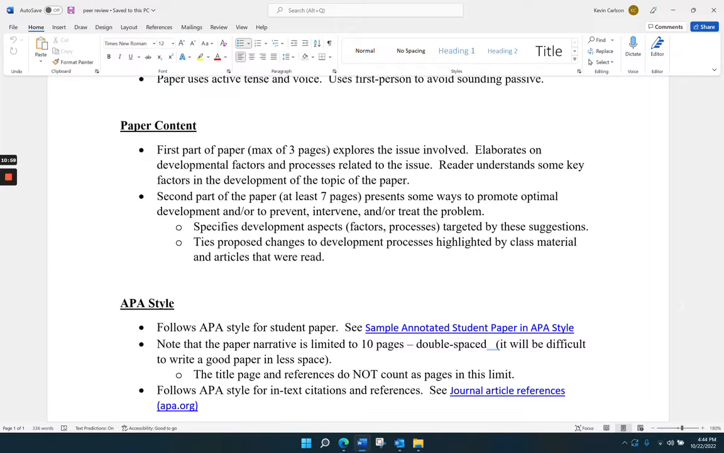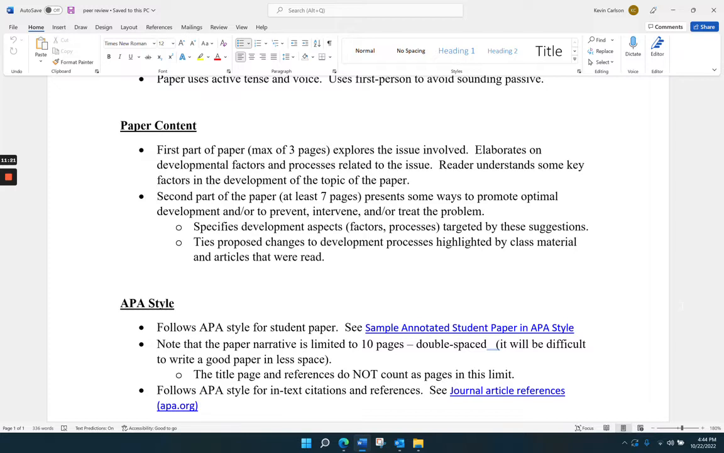And so when the reader reads that first part of the paper, they should understand some of the key factors in the development of that thing that you're looking at. So remember, though, that less is more, so you probably can't look at everything. But for the number of factors that you look at, they understand, well, this is what's happening.